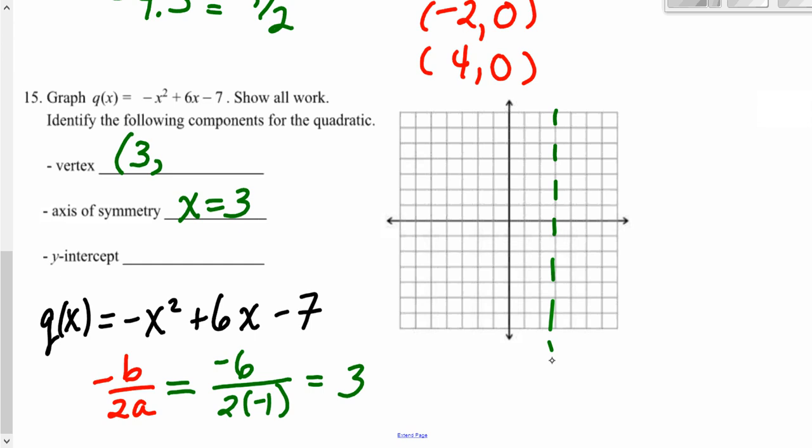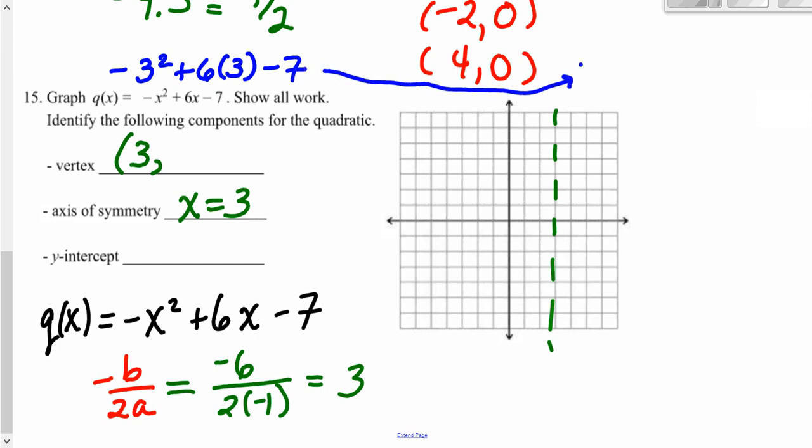But to find the y part of the vertex, I need to use the equation I was given. So I'm going to plug 3 in. So -3 squared plus 6 times 3 minus 7. I'm going to go over here just for space. Sorry about that. Bad planning. I've got -9 plus 18 minus 7. So that's +9 minus 7, which is 2. So I know that my vertex is at 3, 2, which is right here.